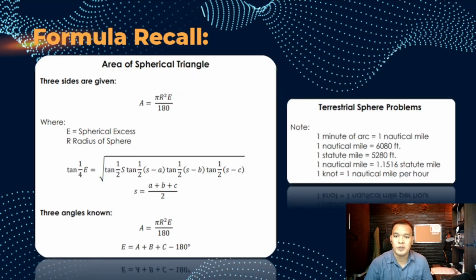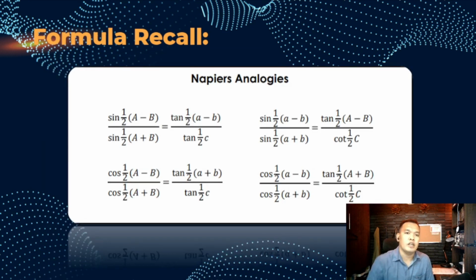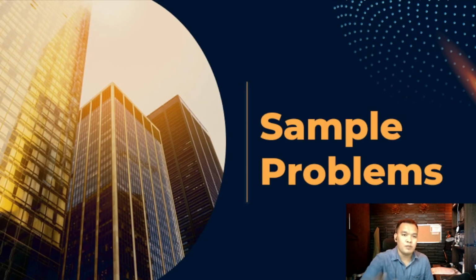We have also the area of a spherical triangle. When 3 sides are given, the area is equivalent to pi r squared times A all over 180, where A is equivalent to A plus B plus C minus 180 degrees. We have also terrestrial sphere problems, when we compute nautical miles or conversions, like nautical mile into feet or nautical mile into knot. Those are the conversion factors. We have also Napier's analogies. So, then sample problems tayo.